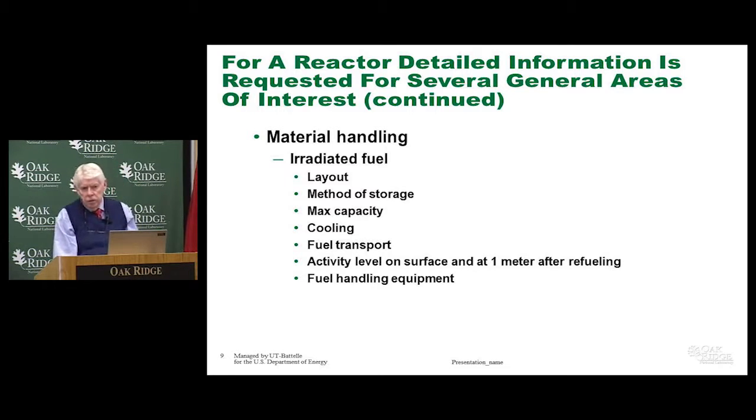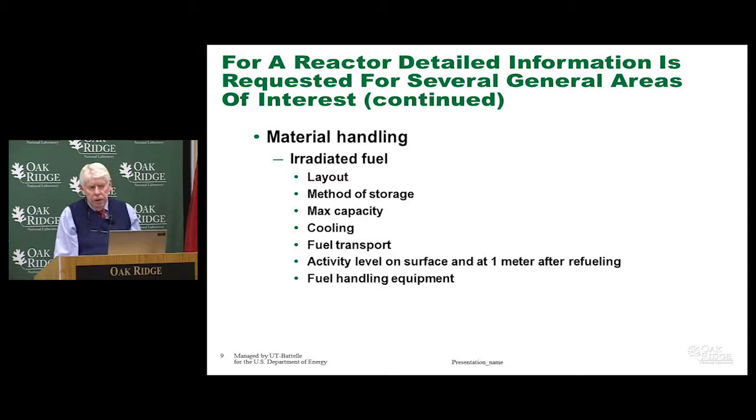Is it a dry storage environment? Do you store it in water? Or do you have other storage capabilities that are unique to your particular fuel type? What's the maximum capacity of your fuel storage capability, irradiated fuel? How do you cool that facility if cooling is needed? Is it a pool, as an example, and therefore you have pool cooling? Is it air-cooled? It may be, in liquid metal reactors, actually liquid metal cooled.